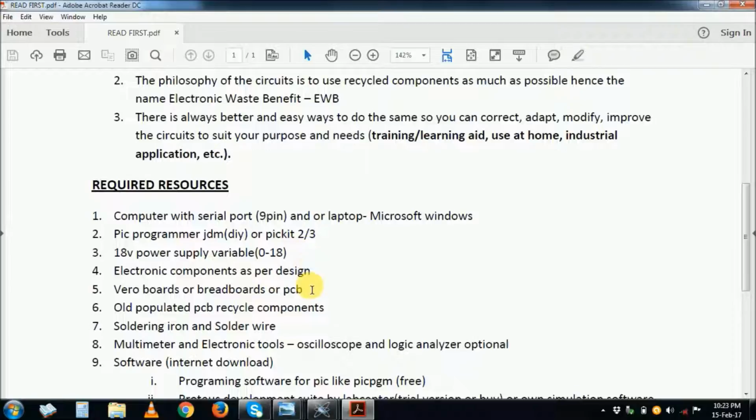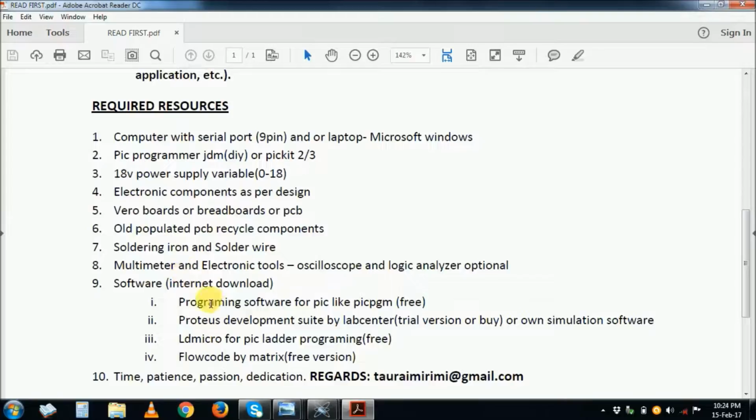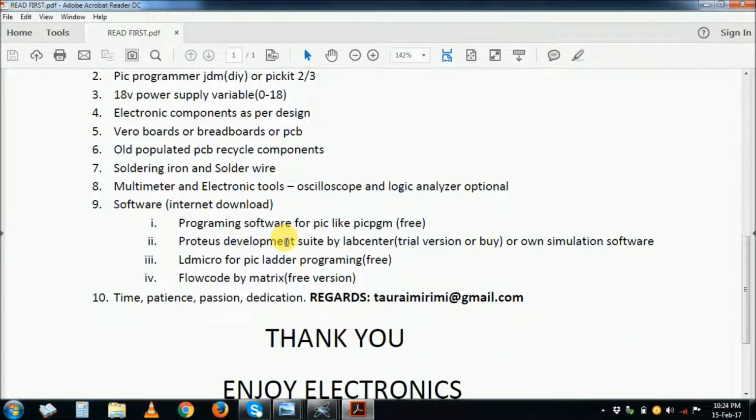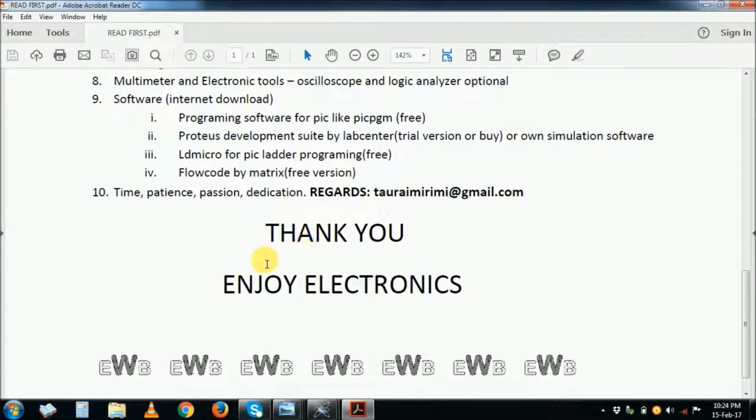Resources: a computer for drawing schematics, a computer for drawing PCB layouts, no programming. This is a hardware based circuit, so it's not programmable. You need the electronic components, the variables, the tools and all that, and the software for drawing, of course. And most importantly, we need your time, your patience, your passion, your dedication for you to be doing this. And I thank you for your time. I hope you enjoy doing this circuit.